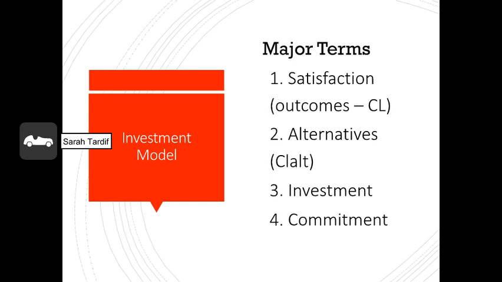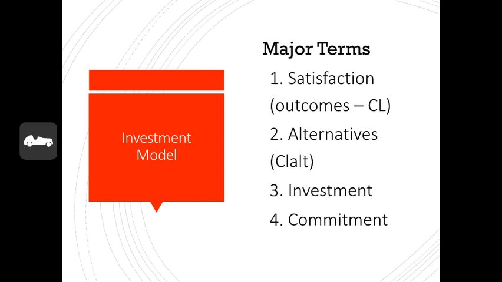So the investment model, you can see, clearly builds on the interdependence theory. It's still taking a look at costs and rewards that give you your outcomes, and your outcomes minus your comparison level, what you believe you deserve, is how happy you're feeling in that relationship: satisfaction, number one. Number two, you're still going to look at your alternatives, your CL alt, but it adds investment and commitment.